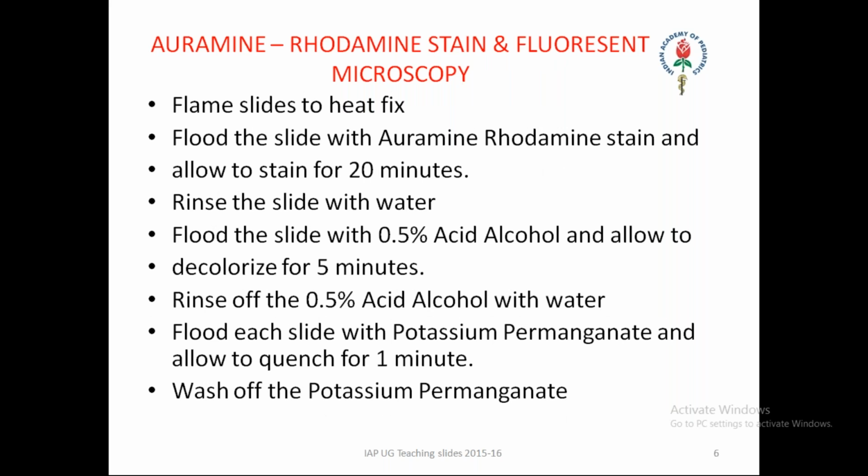So the auramine-rhodamine stain, for fluorescent microscopy. Flame the slides to heat fix. So again we prepare a slide, heat it, flood it with auramine-rhodamine stain, and allow it to stand for 20 minutes. Rinse with water, flood with 0.5% acid alcohol and decolorize it. Rinse off the 0.5% acid alcohol with water and after that flood with potassium permanganate and allow it for 1 minute. After that wash out the potassium permanganate. So you are using auramine-rhodamine stain and potassium permanganate, with acid alcohol as the decolorization agent.